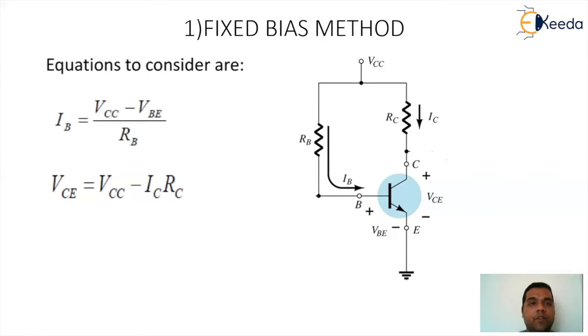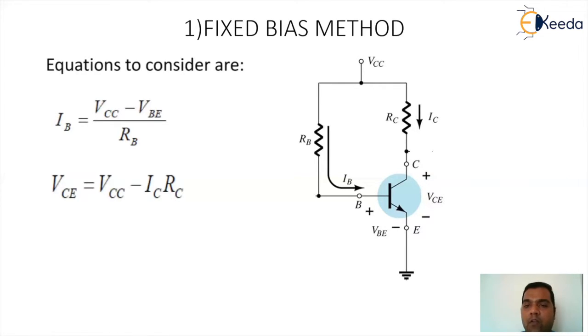When I apply KVL to the input loop, I get VCC minus IB RB minus VBE equal to 0. With the help of that, I get the base current IB, defined by the equation VCC minus VBE divided by RB, where VBE is normally considered approximately 0.7 volts. When you apply KVL to the output loop, you have VCC minus IC RC minus VCE equal to 0. So you get VCE as VCC minus IC RC.